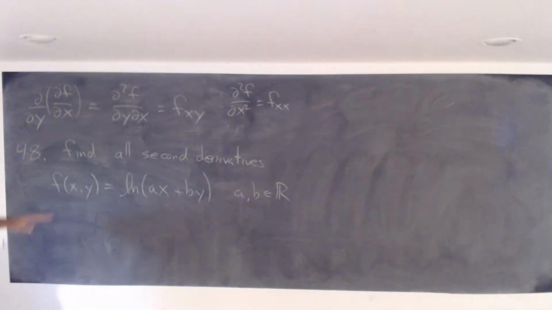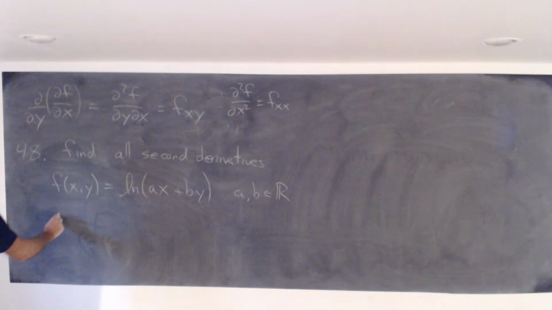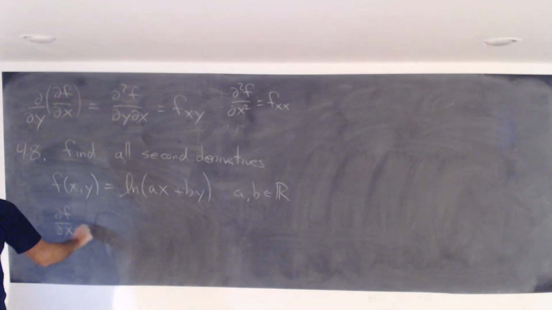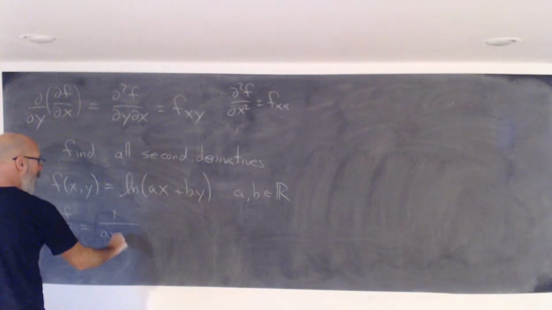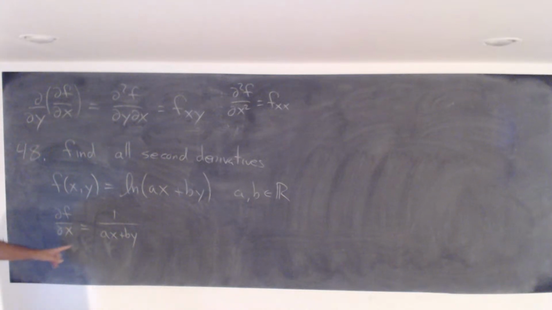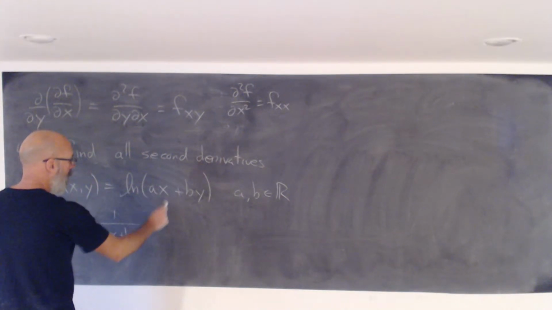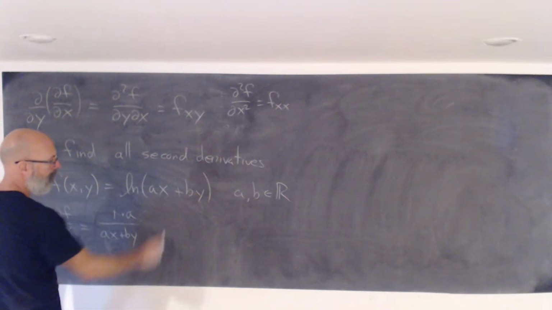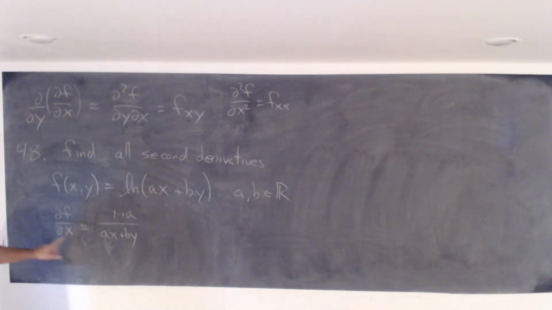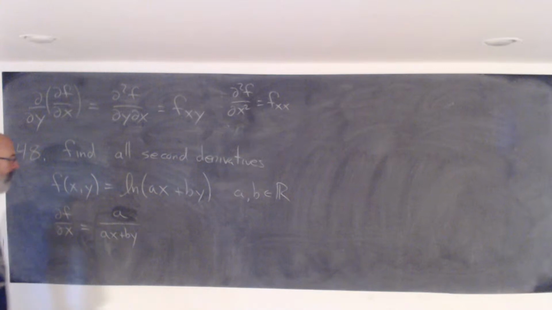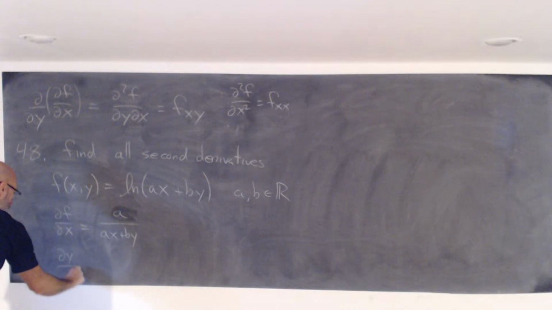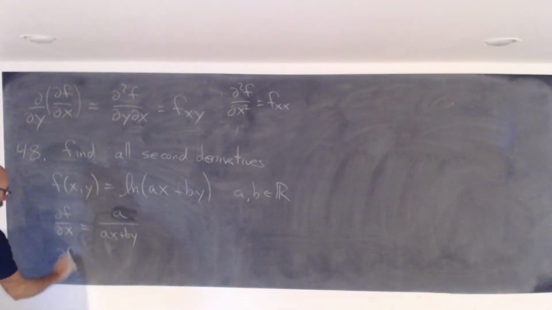Let's find all the second derivatives of this function where a and b are real numbers. df dx, the derivative of this with respect to x. The derivative of ln is 1 over the argument times the derivative of the inside, because the derivative of by is going to be 0 with respect to x. So this is just a over ax plus by. df dy, similarly.